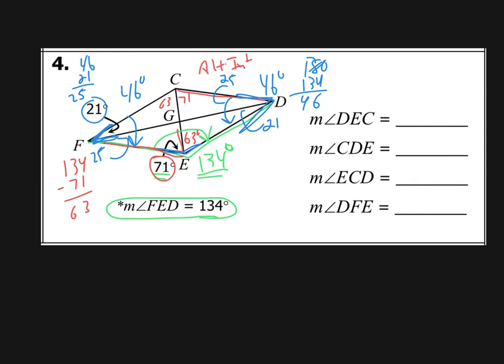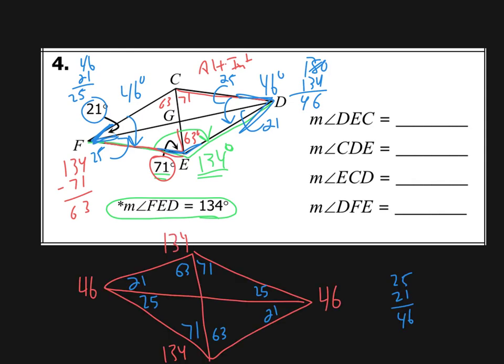So let's just clean this up a little bit. So let's recap. Down at the bottom, they gave me that this whole angle down here, angle FED, was 134. So this whole thing's 134. Now because of that, they gave me that this little piece right here was 71. Well, 134 minus 71 gave me 63. Now, these are alternate interior angles of parallel lines, with this being a transversal. Well, okay, I also have the same kind of situation going right here.